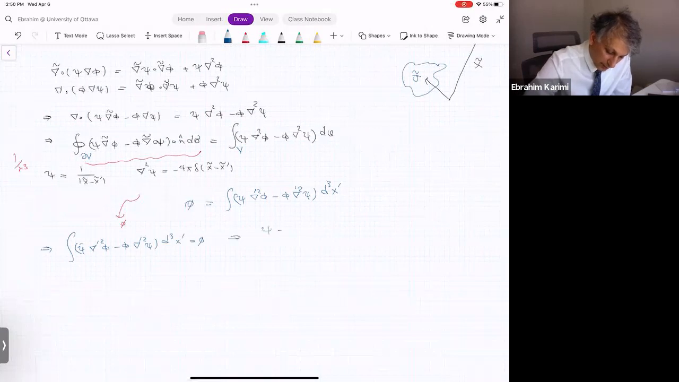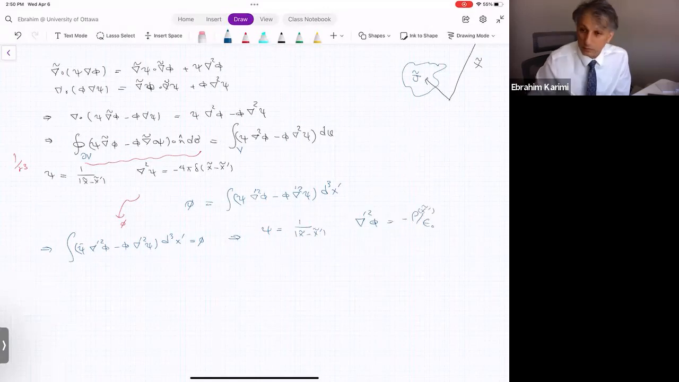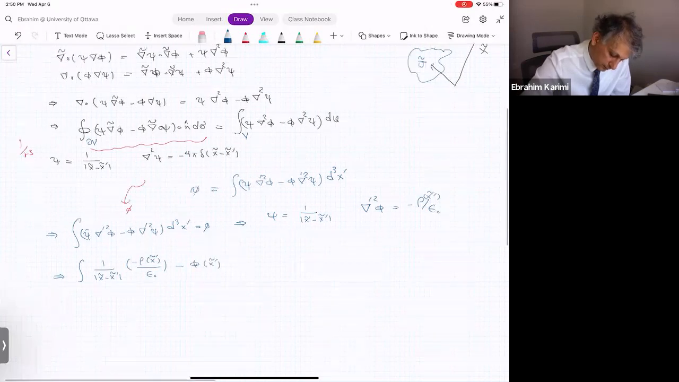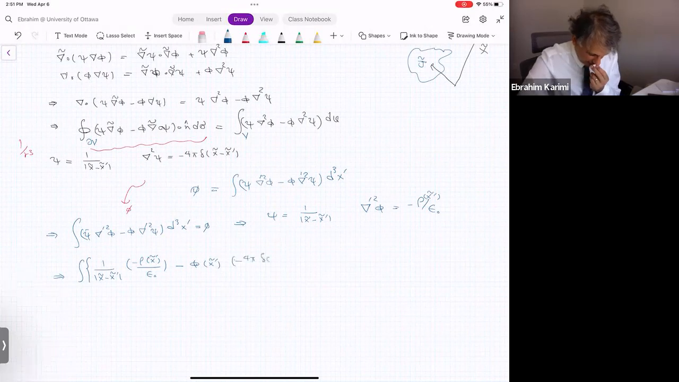Then we replace psi by 1 divided by |x minus x prime|. And on the other side, Laplacian prime of phi was minus rho divided by epsilon 0, and rho was a function of x prime as well. Do you remember that, right? When we substituted here, we got the integral of 1 divided by |x minus x prime|, and that was minus rho of x prime divided by epsilon 0, and then the other term was minus phi of x prime. Then we had the Laplacian of these, which was minus 4 pi delta of x minus x prime. And then we had d3x prime equal to 0.